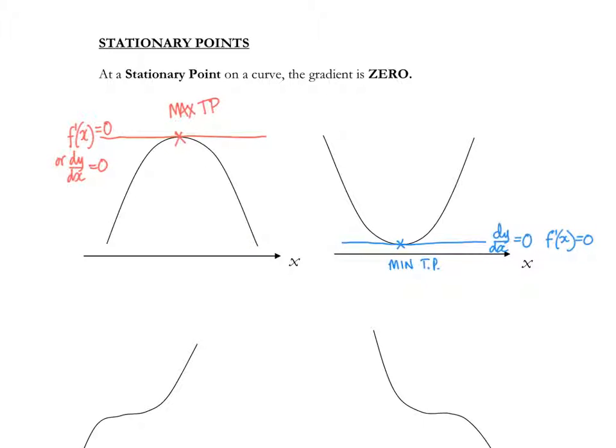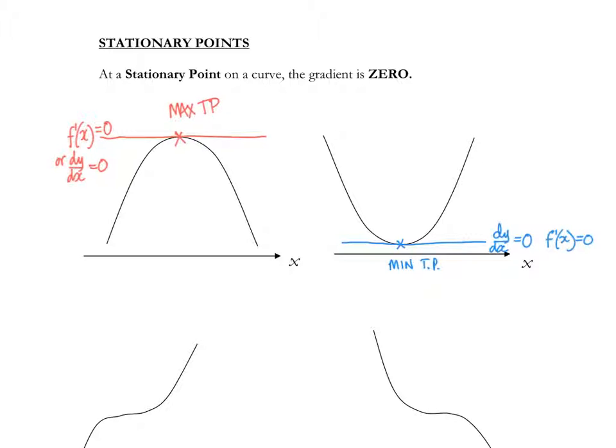And you can see from this diagram on the left, just before the minimum turning point we've got a negative gradient, and just after the turning point we've got a positive gradient. Then we come on to points of inflection.